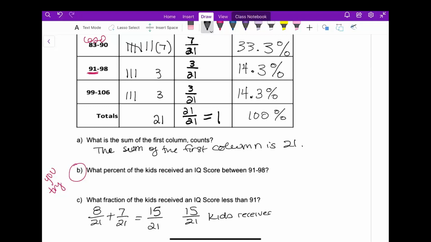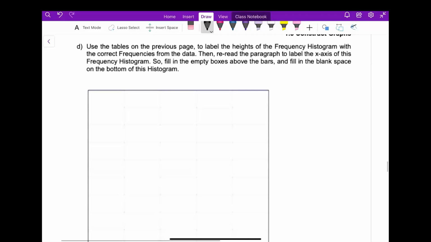received less than 91. All of this was still not our purpose, right? Our table was to help us organize. What is our purpose is the histogram.